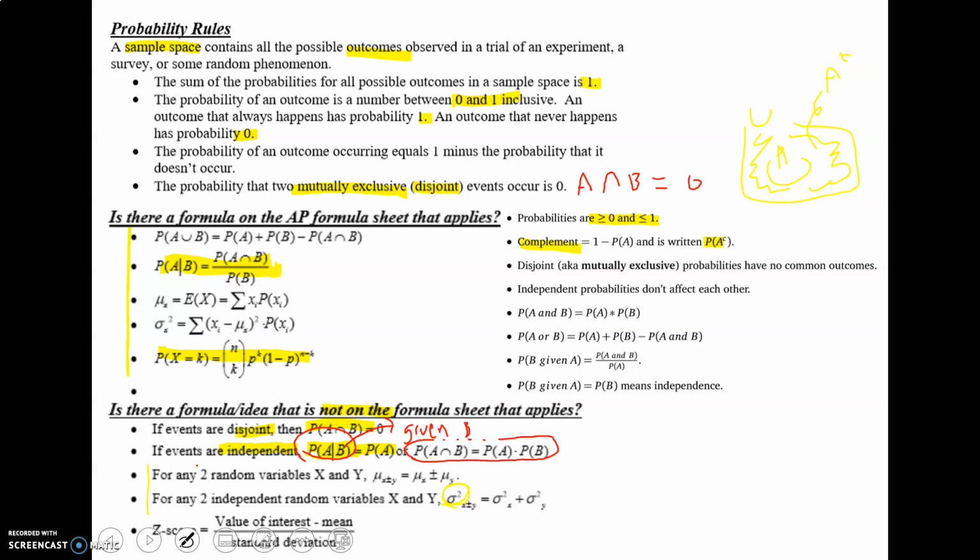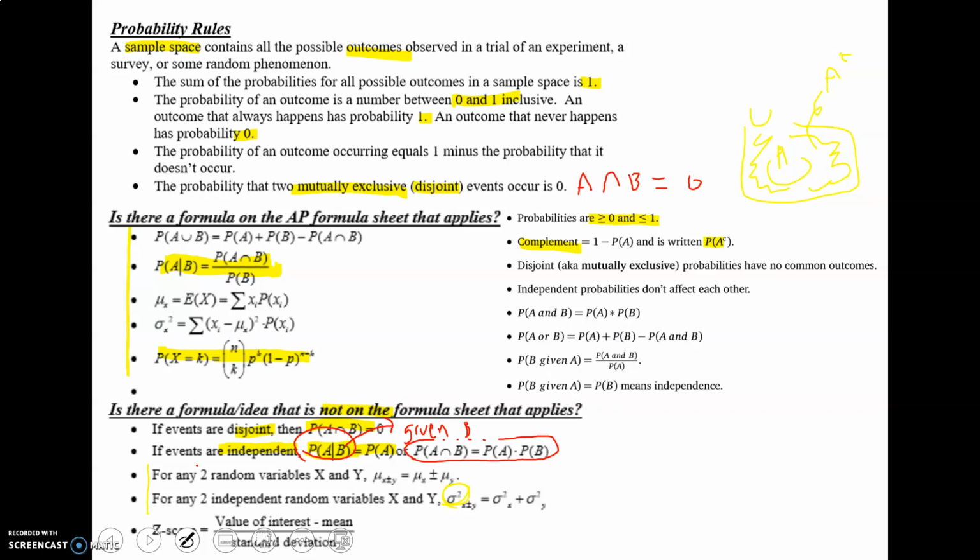This joint event has no common outcome; we've talked about that. Independent probabilities means they don't affect each other. Like rolling a die, even if you get a 1, it doesn't affect your next outcome. Just because it was a 1, you're not guaranteed to have a 1 again. It doesn't matter. It will always be independent. Independent means always the same probability.